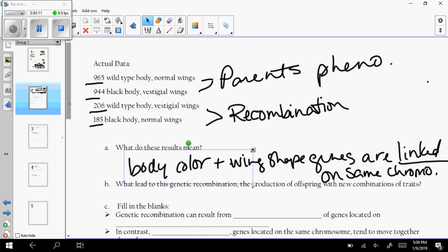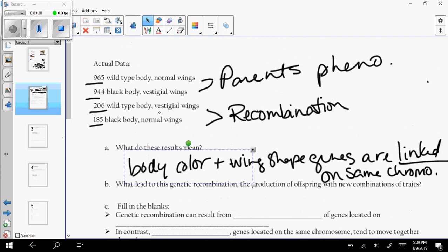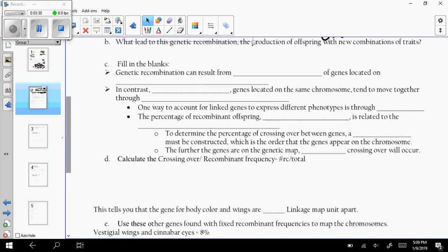All right, so what leads to this genetic recombination, the production of offspring with new combinations of traits? So what led to these new combinations? So if the wild type and the normal stuck together, and the black body and the vestigial stuck together because they were on the same chromosome, how would we get these new combinations? And we get them from crossing over.